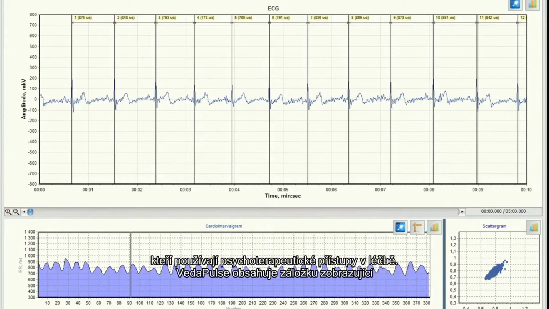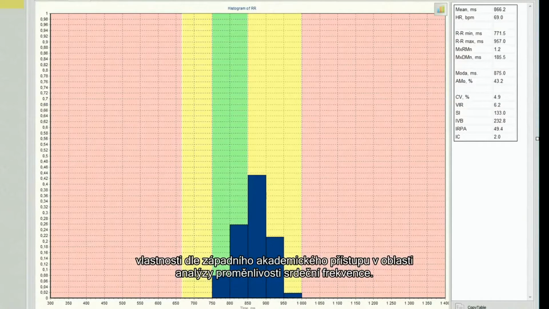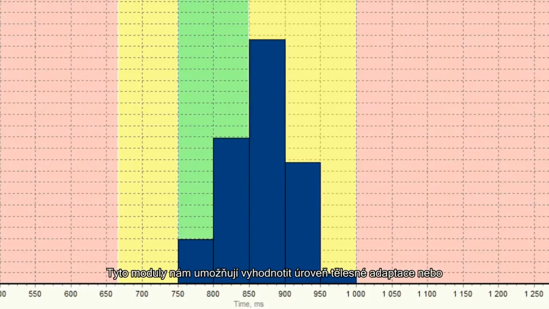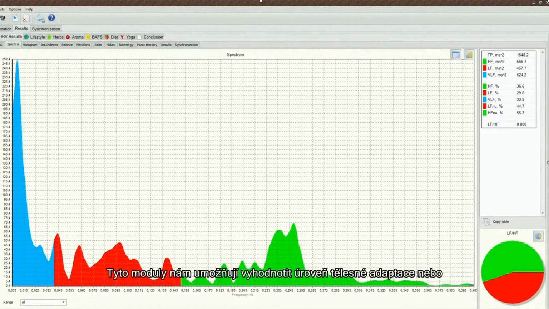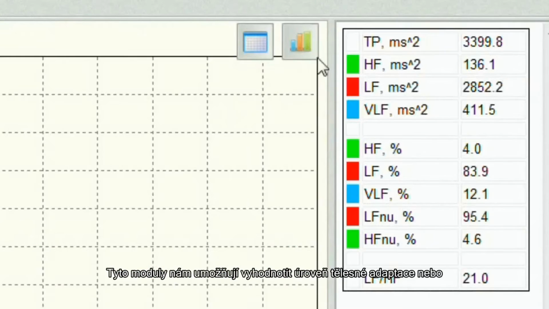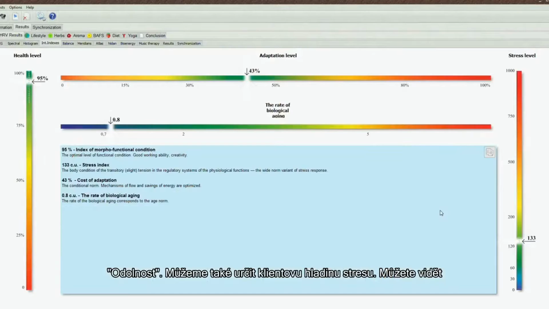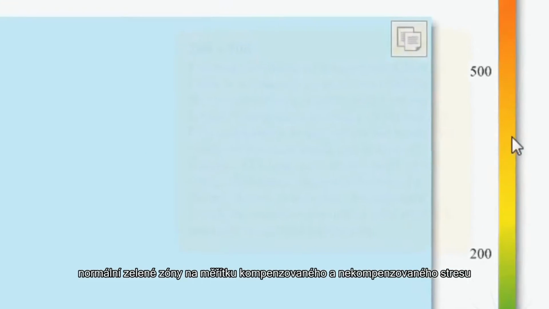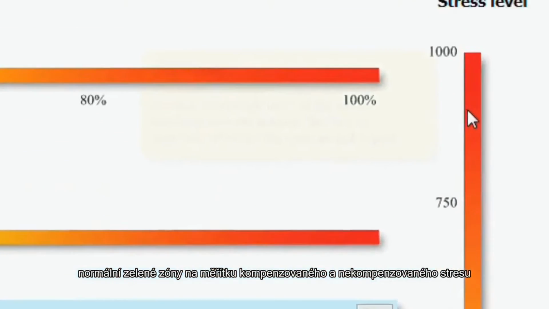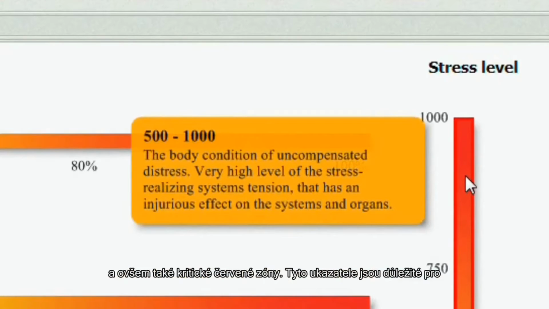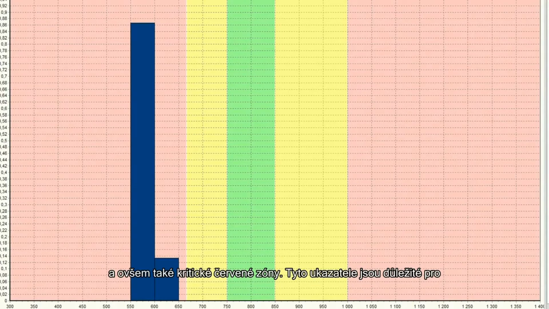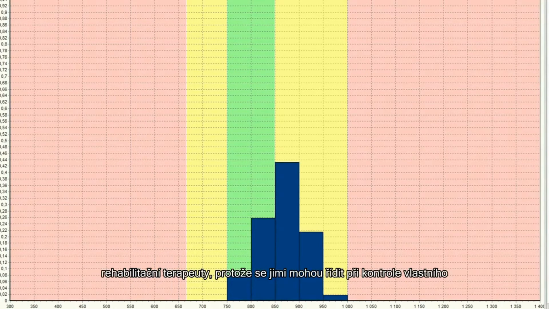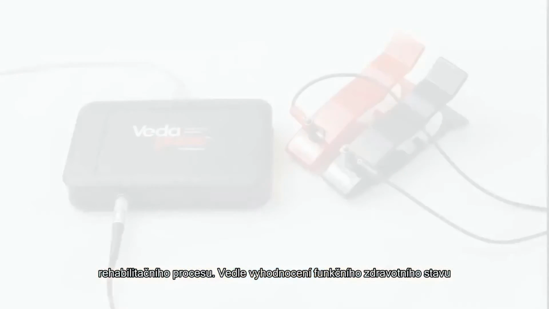VedaPulse has the index shows the features of Western academic approach in the analysis of heart rate variability. These modules allow us to evaluate the body's adaptation level, or in other words, stamina. We can also estimate the client's stress level. You can see the green normal range, zones of the compensated and uncompensated distress, and of course the critical red zones. These indices are important for recreational therapists because they are guided by them when controlling the rehabilitation process.